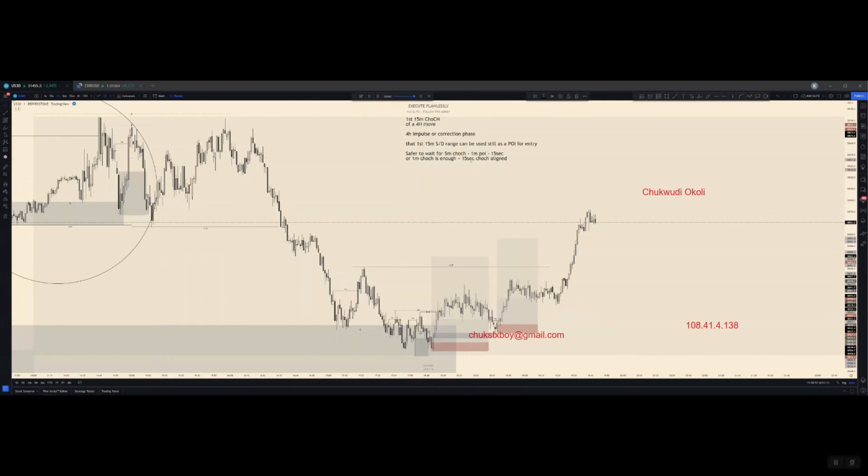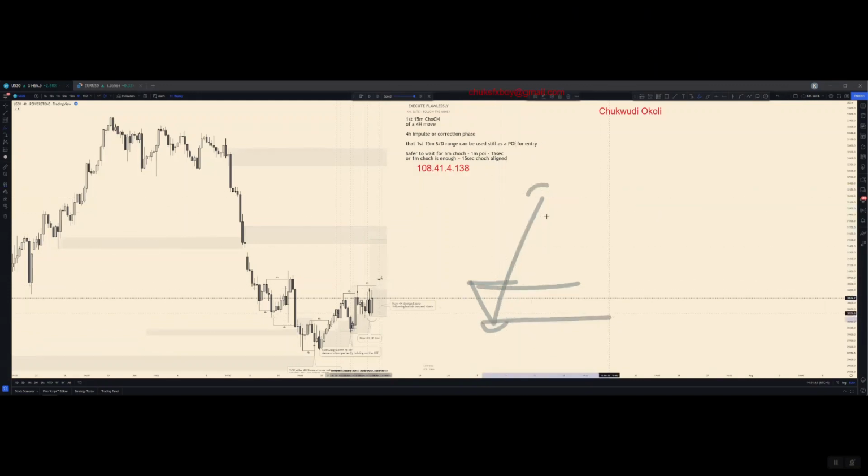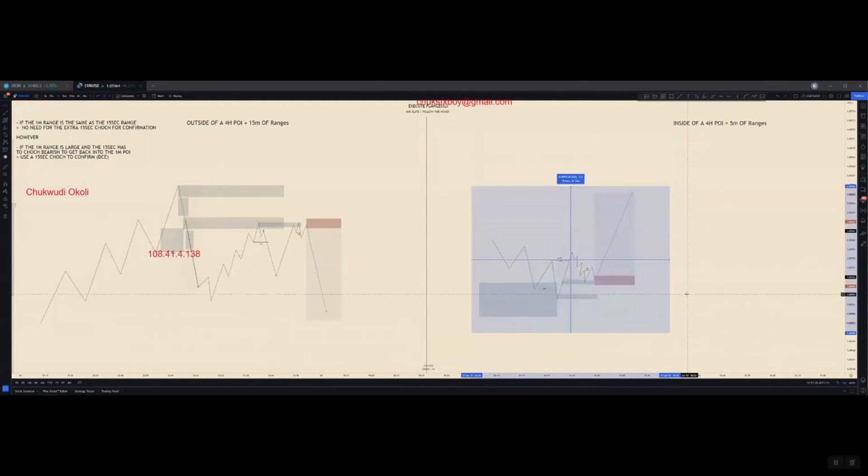Okay. Let's see. Maybe it's worth mentioning the scenario where the 4-hour and 15-minute ranges are the same and we're playing a 15-minute scenario. When the 4-hour is the same as a 15-minute, for example, 4-hour chock, but the 15 is also the same leg. What I'm going to do is say that this is a 4-hour demand zone and make sure that a 5-minute chock happens before taking any trade. Meaning that this is a scenario that I'm going to play. All right? Does that make sense?